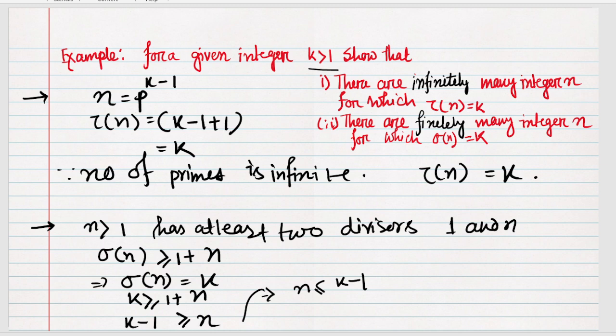Therefore, for any of these finitely many n's, at most k minus 1 integers n, the value of sigma of n can be nothing but k, which concludes our proof.